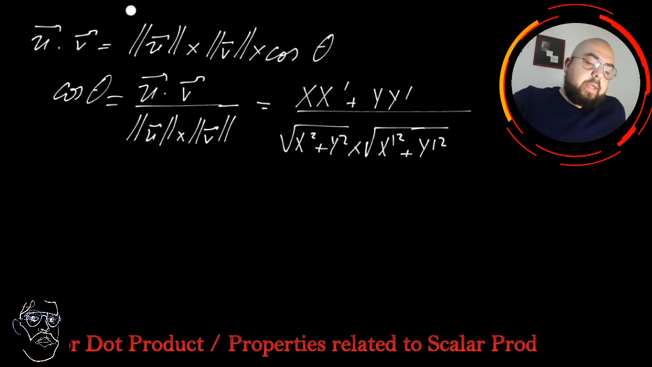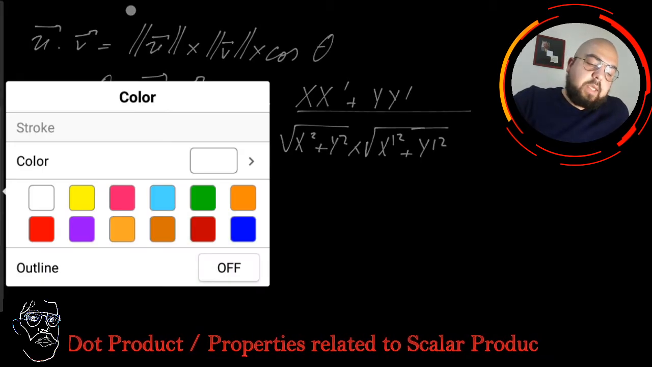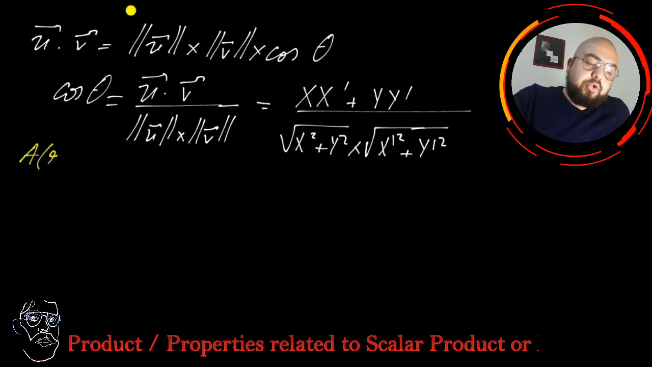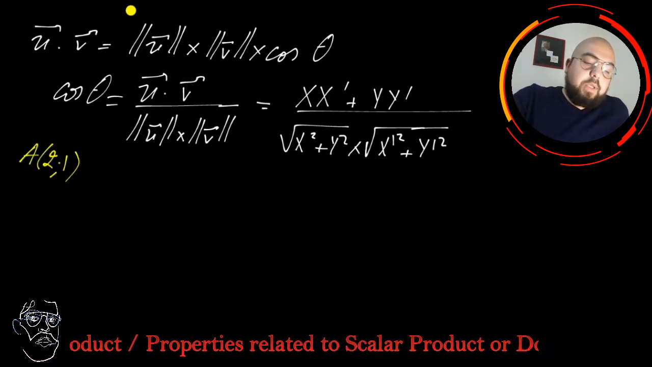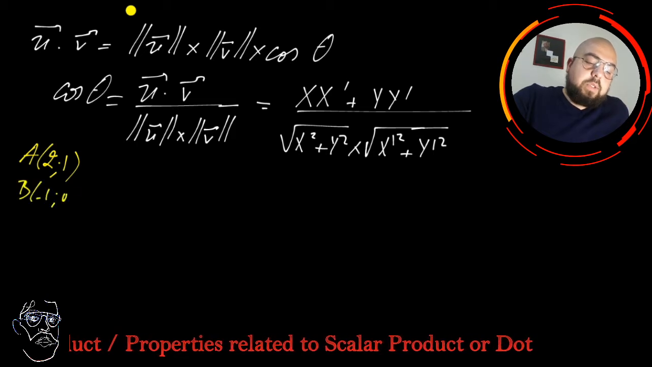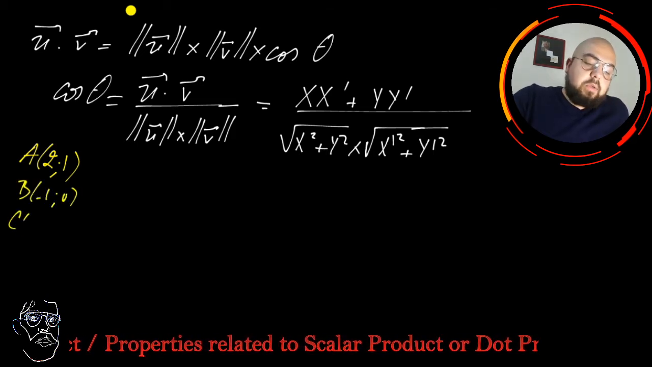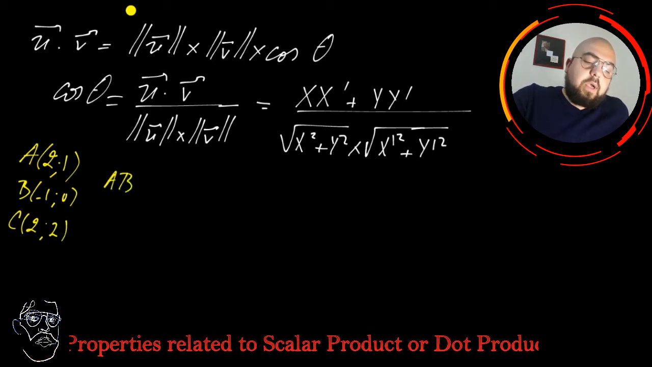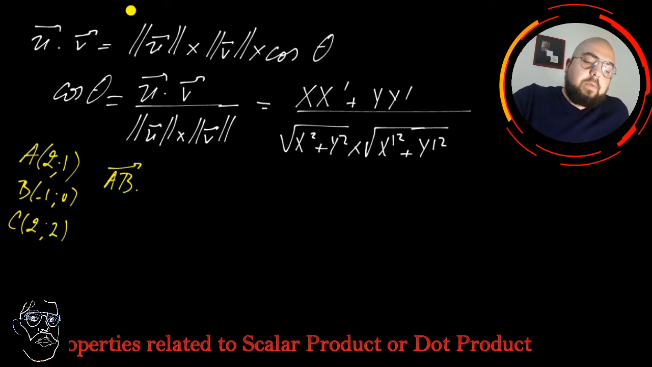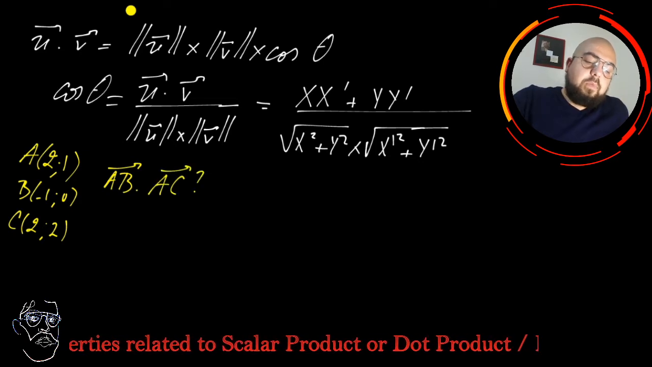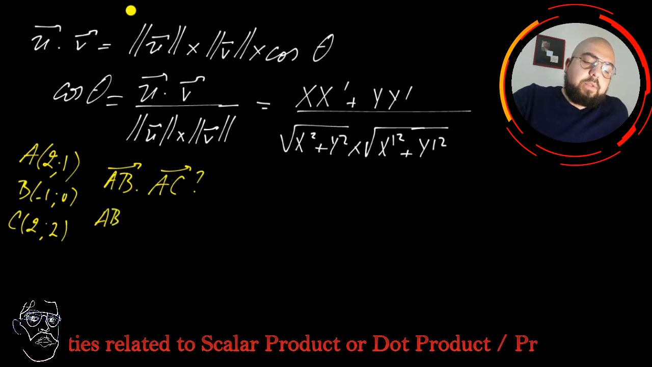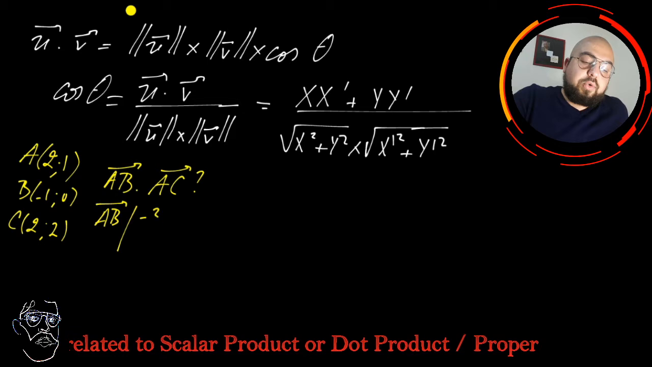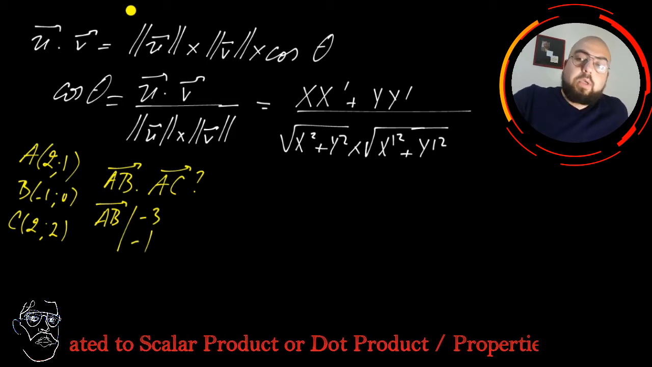Alright, why not take an example about this case? Let's say we have A(2, 1), B(-1, 0), and C(2, 2). Alright, and I'm interested in finding out AB scalar AC. First, I have to calculate the components of AB. AB vector is x of B minus x of A: -1 minus 2 is -3. 0 minus 1 is -1.